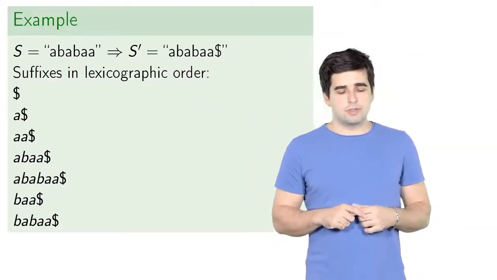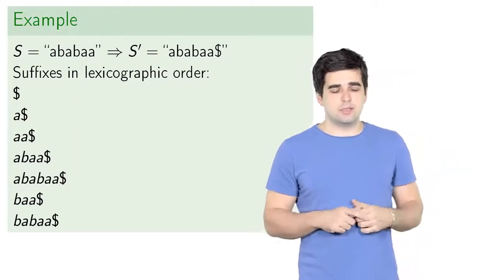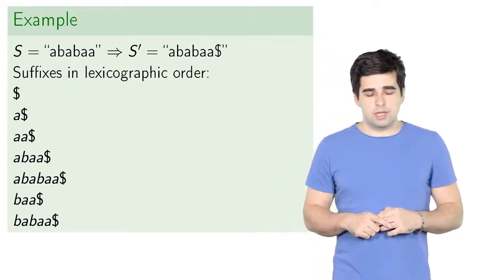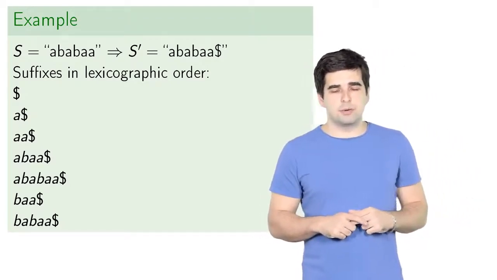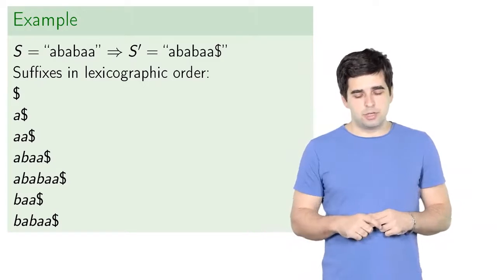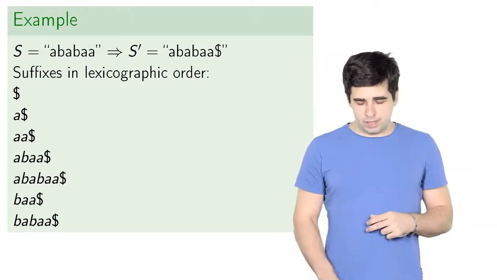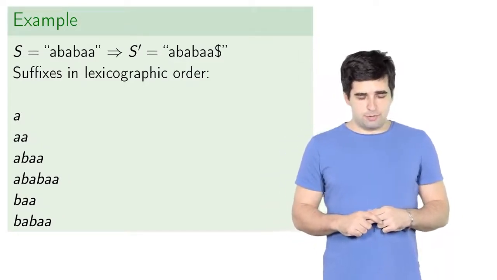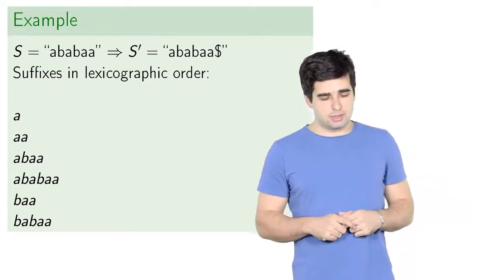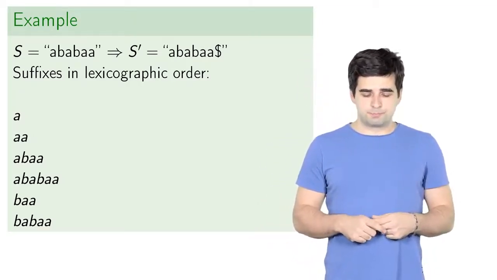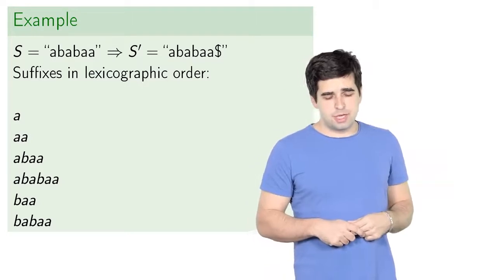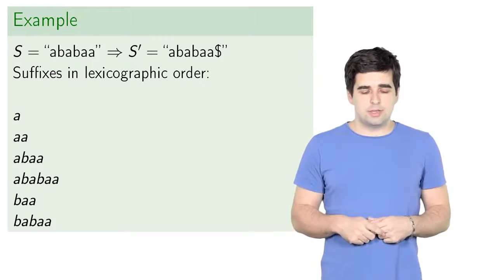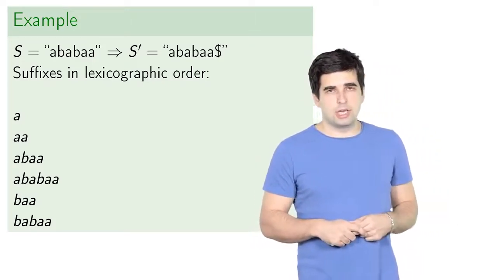So how does the suffix array change in this case? We have the initial string S, ABABAA, and we append $ to the end, and we get S prime. And now all the suffixes in the lexicographic order of string S prime are $, A$, AA$, and so on. And if we just remove $ from the end of each of these strings, we'll have the suffix array of the initial string S preceded by the empty string. So building a suffix array for S prime is giving us a suffix array for string S right after removing the empty string from it.